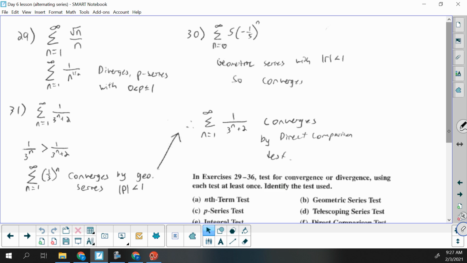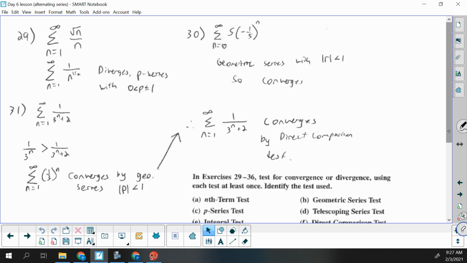So if we neaten up our original fraction there, we just get 1 over n to the 1/2. So you can think of that as a p series with p equal to 1/2, so therefore it diverges. So that checks off our p series one. 30 is a geometric. The absolute value of r is less than 1, so that converges.